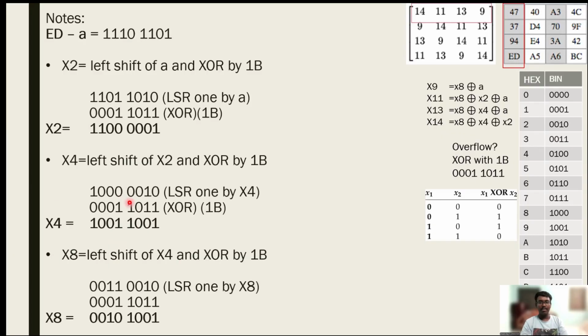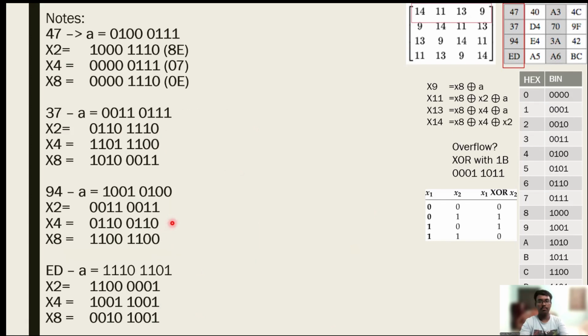And we're going to do it for ED. ED is the same. We have MSB as 1, so we are going to left shift it and XOR with 1B, and you get the answer. So we left shift it by 1 and XOR with 1B to get this answer. And for x8, we're going to take this and left shift it by 1. And we are going to XOR with 1B since the MSB is 1. So we'll get this x8. And we finally understand how we are getting x2, x4, and x8.